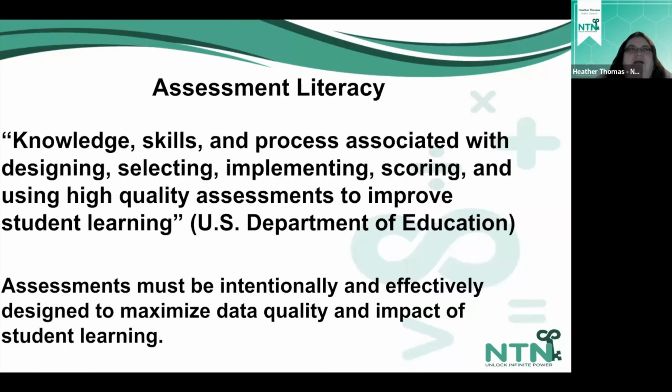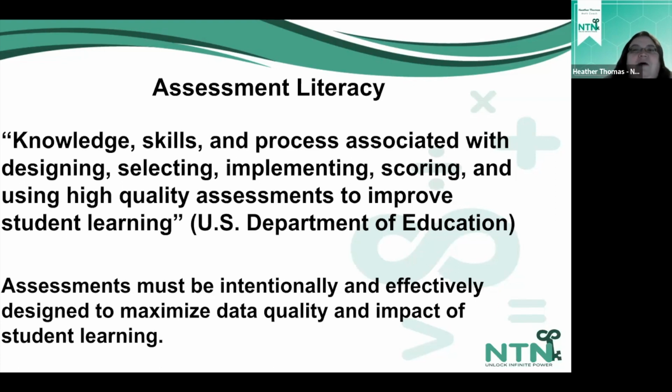So when we think about the idea of assessment literacy, the U.S. Department of Education defines that as knowledge, skills, and process associated with designing, selecting, implementing, scoring, and using high-quality assessments to improve student learning. And the most important piece there is the idea of improving student learning. As we think about some data-driven actions surrounding assessments, we have to keep in mind that we want to be intentional about effectively designing assessments to maximize the quality of data we get so that we can have a positive impact on student learning.